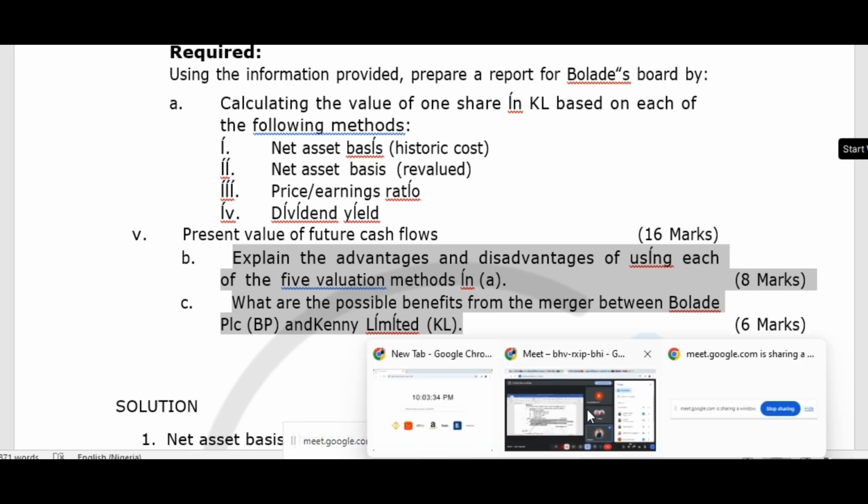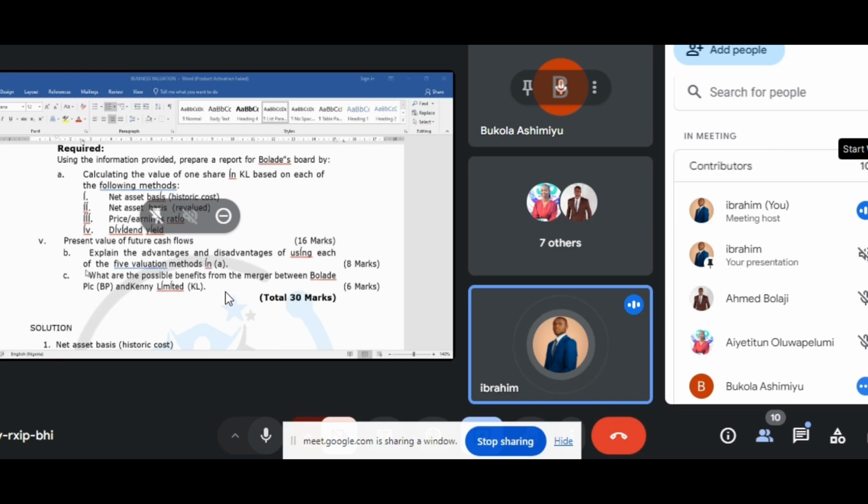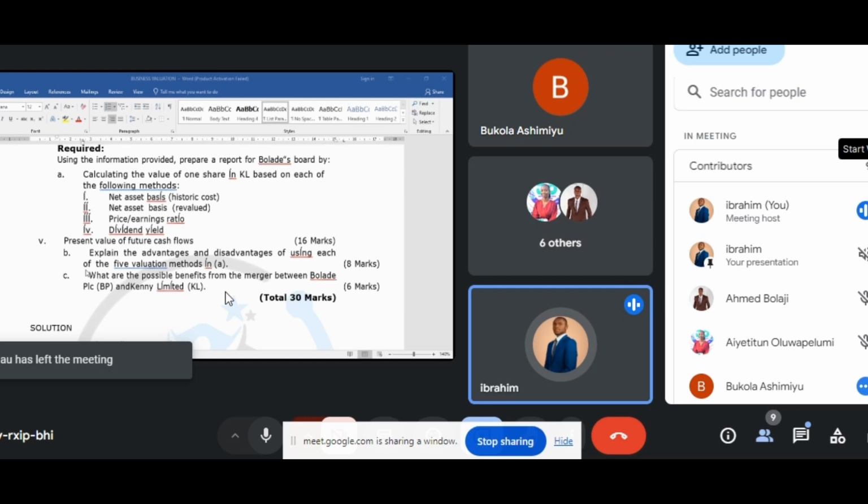And now, class, when Ahmed wants to merge with Bukola, right? What are the benefits of a merger? Let me give you an example. One of the benefits of a merger is access to raw materials, right? Another is a quick raise of funds. You can quickly raise capital, right? And there are some other benefits of a merger. I've given you hints on that, right?